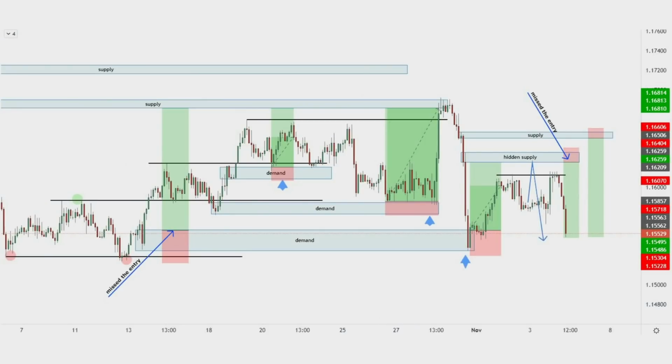In a nutshell, when we look at the full picture, we see the power of supply and demand. It's very evident. We are going to miss some entries, or some of them are going to hit the stop loss. We can't avoid that, but in the long term this system offers a high probability setup.